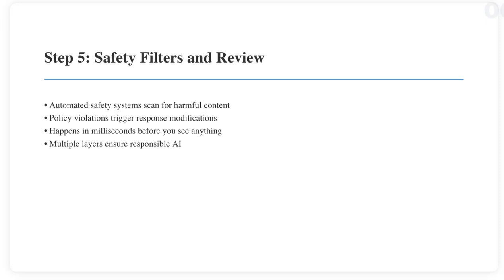Here's the amazing part. All of this happens in milliseconds. You don't even notice it's happening. By the time you see the response, it's already been checked. These multiple layers of protection ensure responsible AI. It's like having several safety nets to make sure what you receive is safe and appropriate. So we've now covered how your message goes through tokenization, neural network processing, response generation, and safety filtering. In our final step, we'll see how this response arrives back to you.